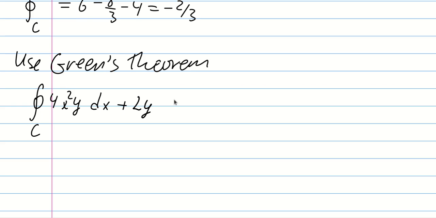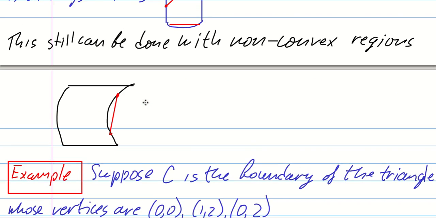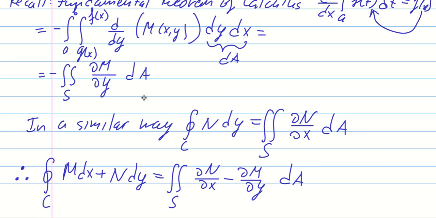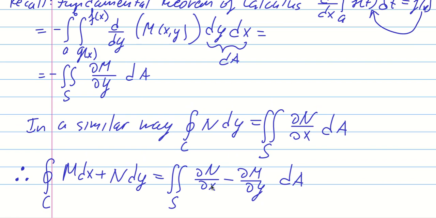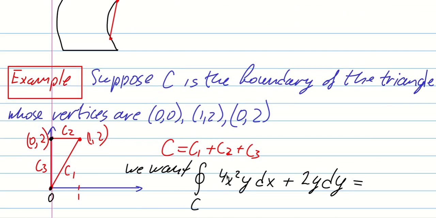plus 2y dy. So we're going to think of this as M, and we're going to think of this as N. Alright, and then the rule says it's an integral over what? Let's go back and check the integral. So again, Green's theorem says that N with respect to x minus M with respect to y.